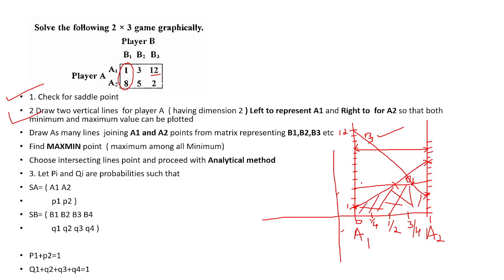So this is the area. In this area, these are all the minimum points. 1, 2, 3, these are all the minimum points. Among these minimum points, you find the maximum point. As I can't get it properly, in the sheet you will get it the proper way. This is the maximum among all the minimum points.